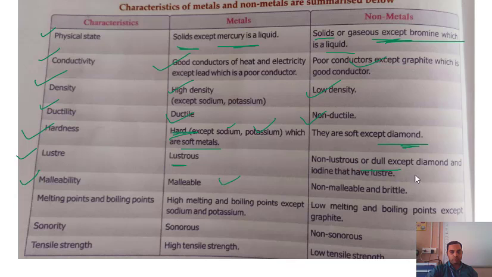Malleability, these are malleable, these are non-malleable and brittle. Melting point and boiling point, this is high, this is low. Sonority, this is sonorous, this is non-sonorous. Tensile strength, high tensile, low tensile. Tensile means, suppose this is a body and you are pulling it, trying to stretch the body. This strength is known as tensile strength. Compressive means you are compressing it, like this. This is compressive.